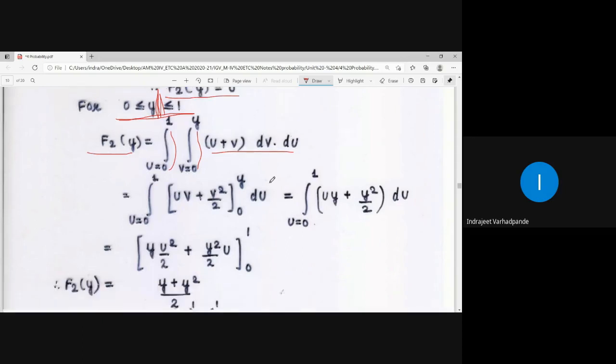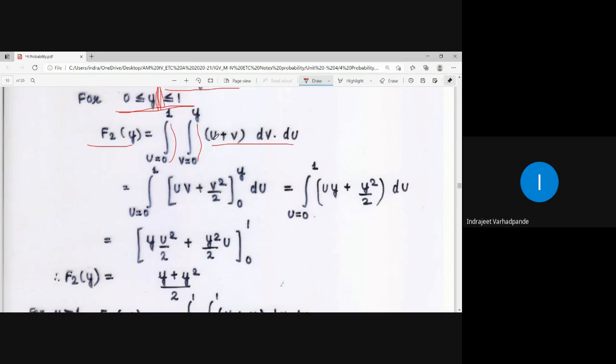Here we integrate first with respect to v, or you can integrate first with respect to u, whichever is convenient. If you are integrating with respect to u, then it will be u square by 2 plus v into u. If you are integrating with respect to v, it will be u into v plus v square by 2. Put the limit 0 to y in place of v. So u into y plus y square by 2. Now integrate with respect to u. y constant remains, y as it is, integration of u is u square by 2. y square by 2 constant, integration of du is u.